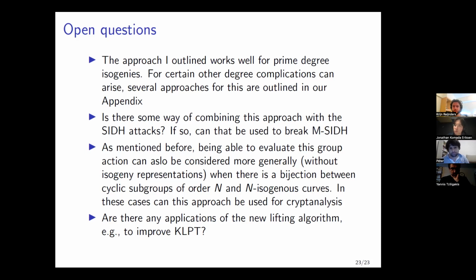So what is natural here is what there is to do. What are the open problems that pop up naturally in this setting?